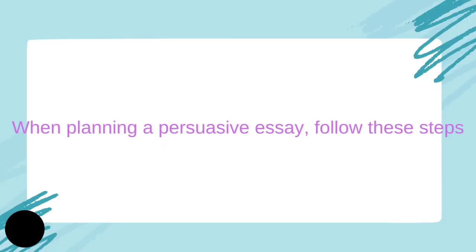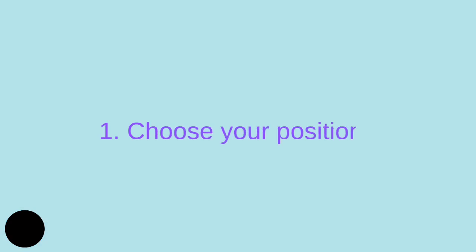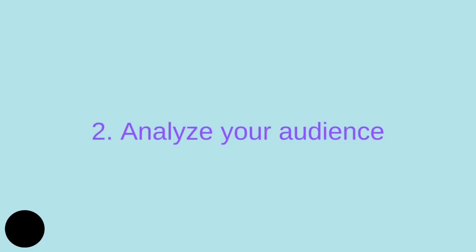When you are planning a persuasive essay, there are some steps that you have to follow. Number one, choose your position. Which side of the issue or problem are you going to write about, and what solution will you offer? You have to know the purpose of your essay. Number two, analyze your audience. Decide if your audience agrees with you, is neutral, or disagrees with your position.